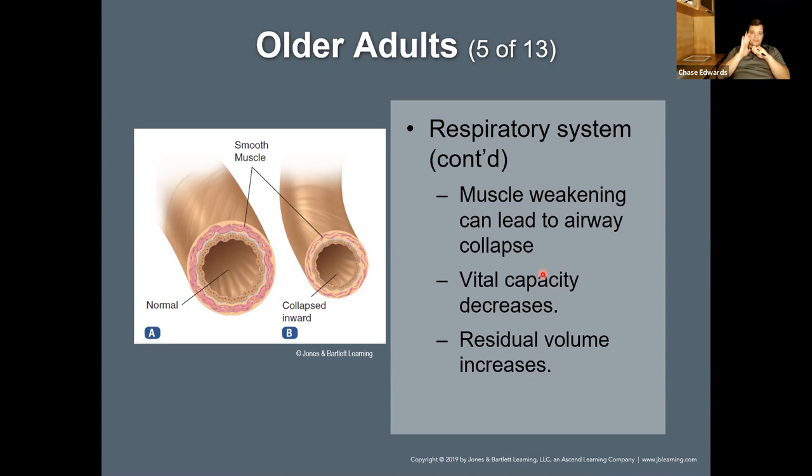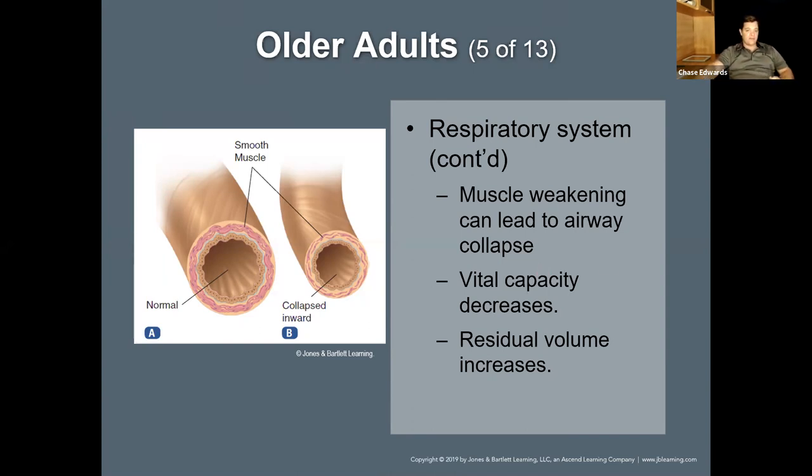A lot going on. By the age of 75 years, the vital capacity may amount to only about 50% of the vital capacity noted in young adults, right? Contributing factors of this are the loss of respiratory muscle mass, increased stiffness of the thoracic cage, and decreased surface area for air exchange.